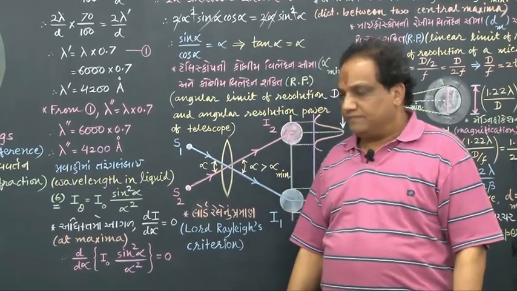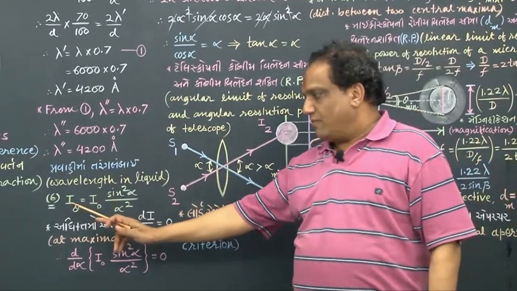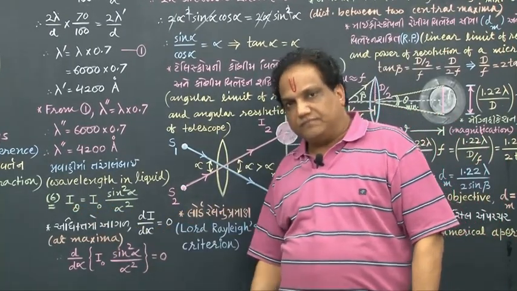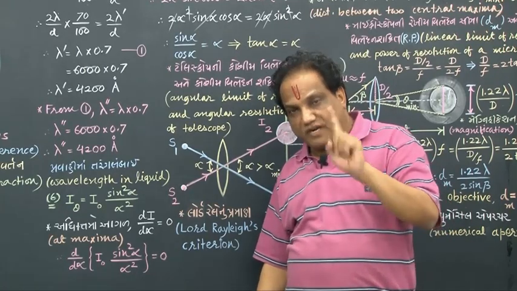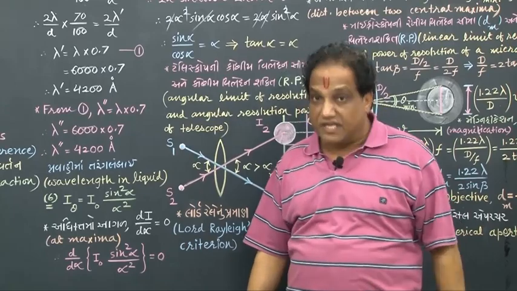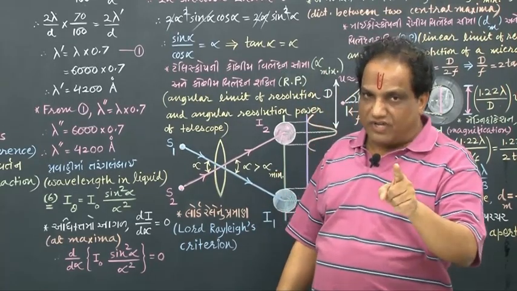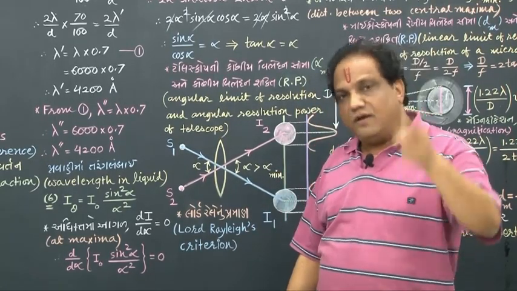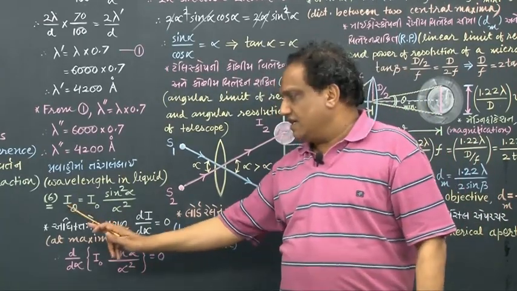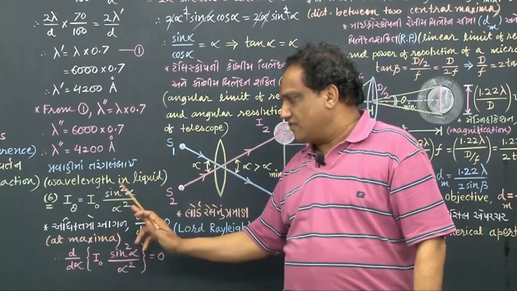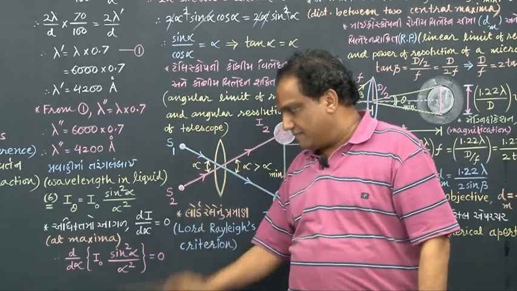Come on, have you read it? What is the formula of the intensity of light at angle of diffraction theta of monochromatic light produced by a single slit? In the case of Fraunhofer diffraction of monochromatic light produced by a single slit, this is the formula: I theta equals I0 into sine square alpha upon alpha square.